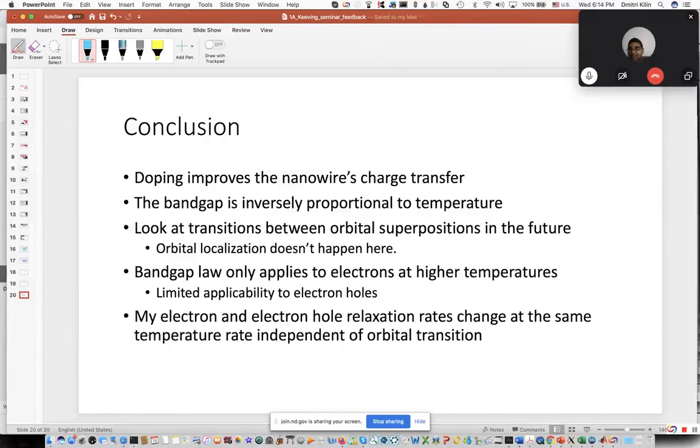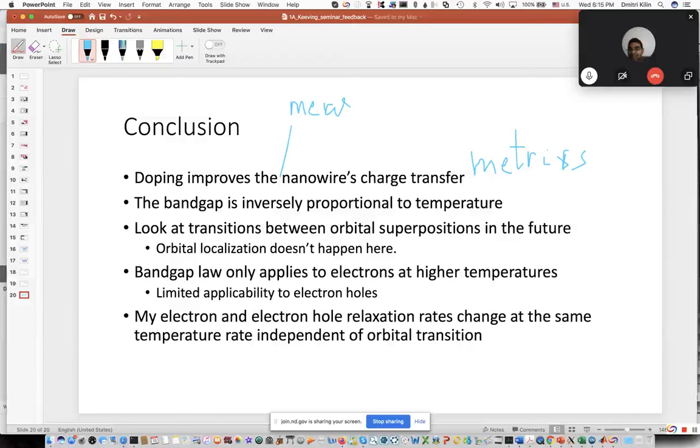Next slide. Okay. Next slide is here. Okay, so now to wrap up, we can conclude that doping substantially improves the nanowire's charge transfer. So you see a great difference in the charge transfer. There's more charge transfer. We have more control over the semiconductor's conductivity, and also we see that the band gap is inversely proportional to temperature.